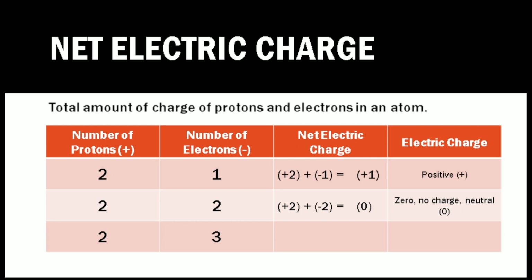The third example, we have 2 protons and 3 electrons. So what will be the net electric charge? Great, it is plus 2 plus negative 3. So the result will be, correct, negative 1. So with that, what is the electric charge? Very good, it is negative.